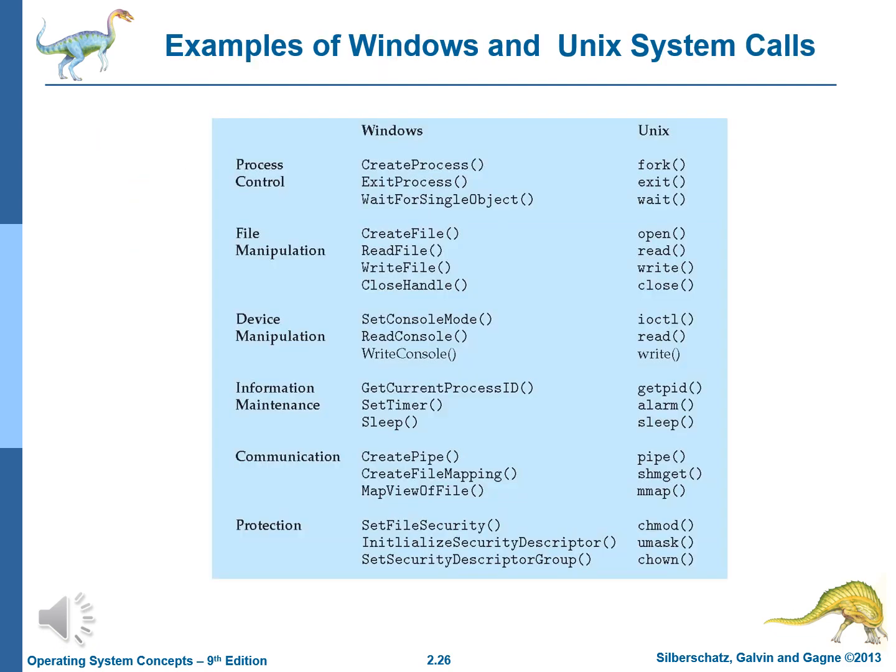Examples of Windows and Unix system calls. System calls are grouped majorly into these six categories: process control, file manipulation, device manipulation, information maintenance, communication, and protection. For Windows and Unix, their respective system calls are listed as here.